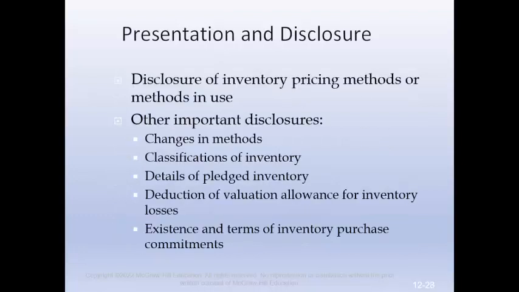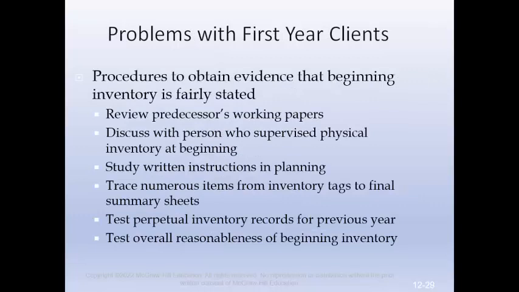One of the most important factors in proper presentation of inventories in the financial statements is disclosure of the inventory pricing method or methods in use. Other important disclosures include changes in methods of valuing inventory with the dollar effect and justification for the change reported, the various classifications of inventory such as finished goods, work in process, and raw materials, the details of any arrangements relating to any pledged inventory, the deduction of valuation allowances for inventory losses, and the existence and terms of inventory purchase commitments.